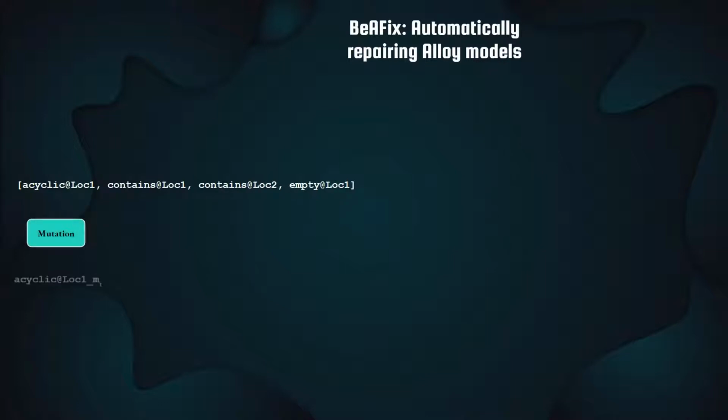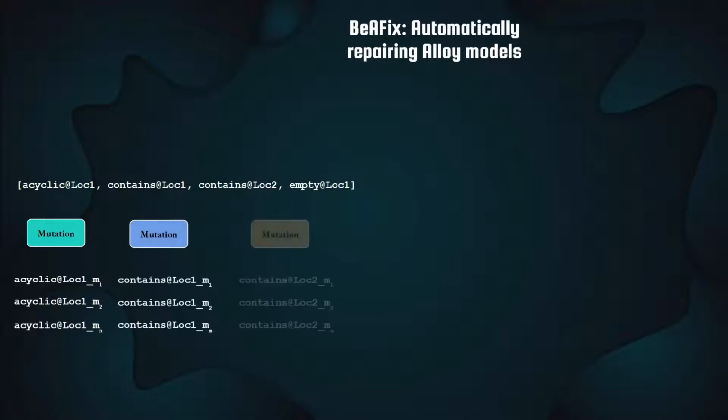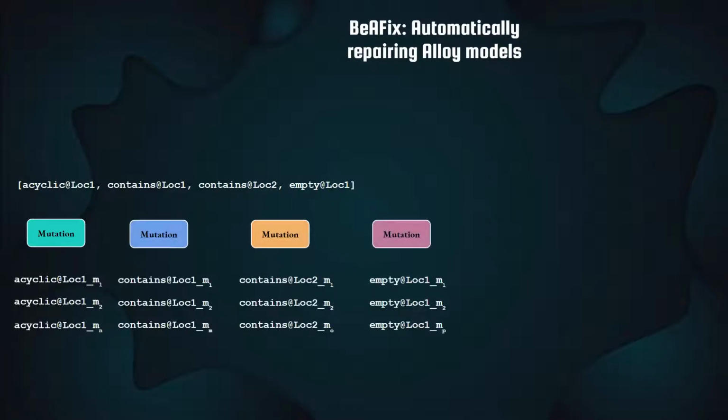After localizing the potential buggy expressions, we can now see our model as a set of expressions to repair. Let's keep our example of list and assume we have one expression marked for acyclic, two in contains, and one for empty. Using mutation operators, we will then generate mutants for each expression, starting with acyclic and continuing with the rest. Each candidate will result in two kinds of descendants: those for which the same expression will be mutated again, and those for which the next expression will be mutated. All previous expressions will remain fixed.